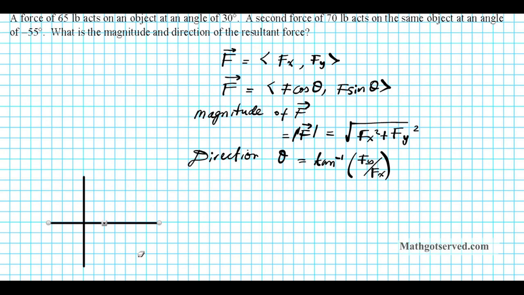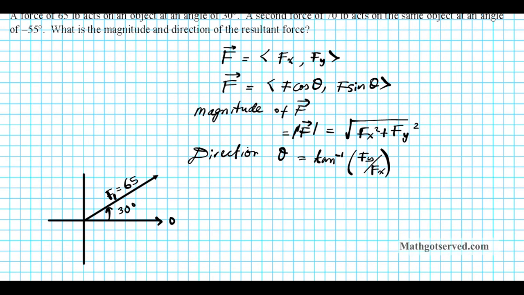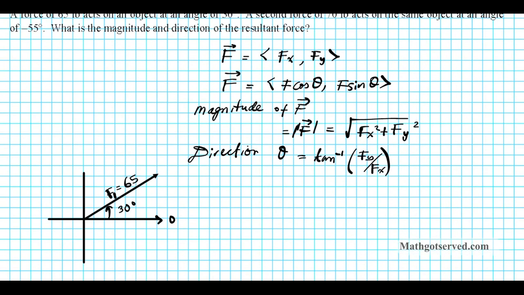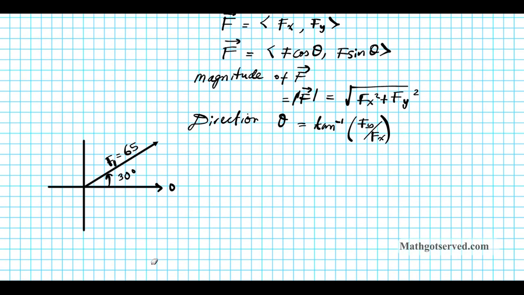The next vector is 70 pounds, the second force, and is acting at an angle of negative 55 degrees, all right? It's going to be somewhere down here. Remember, when you're graphing a negative angle, you're going to be rotating in the clockwise direction. So this angle right here is negative 55 degrees, and the force F2 is, I forgot, I think it's 70, right? It's 70 pounds.